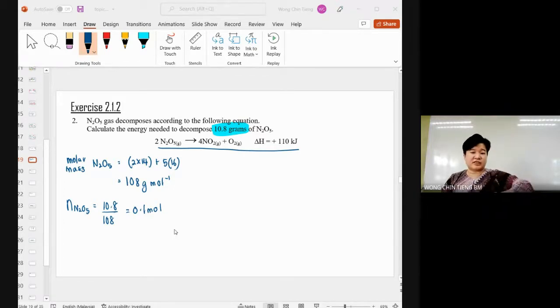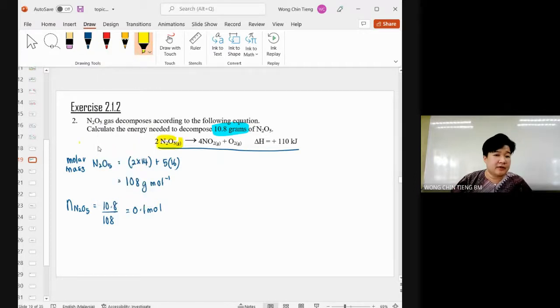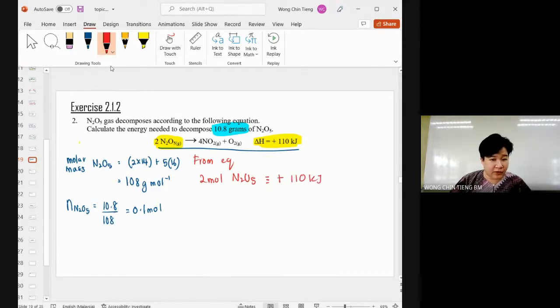Yeah, back to this question. So you just basically change the mass to the number of mole, and then from that, you just compare from what you need. You need the N2O5. So we compare with the N2O5. From the equation, you can see 2 mole of your N2O5 absorbed 110 kilojoule. Right now I don't have 2 mole. I only have 0.1 mole of your N2O5.